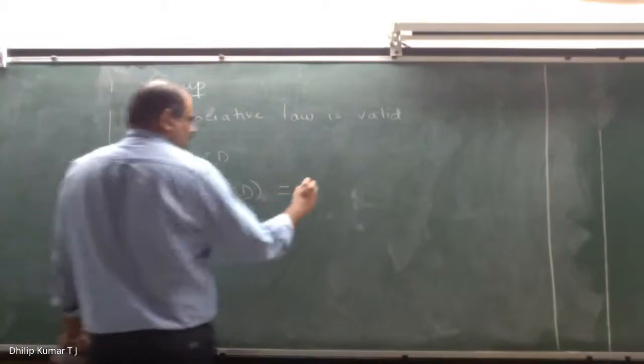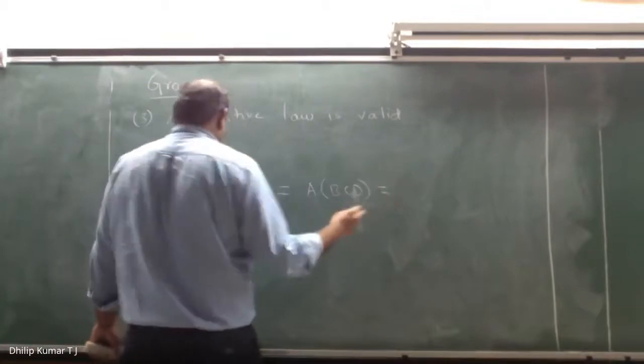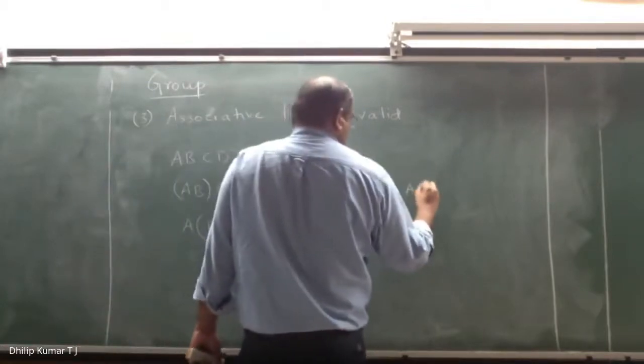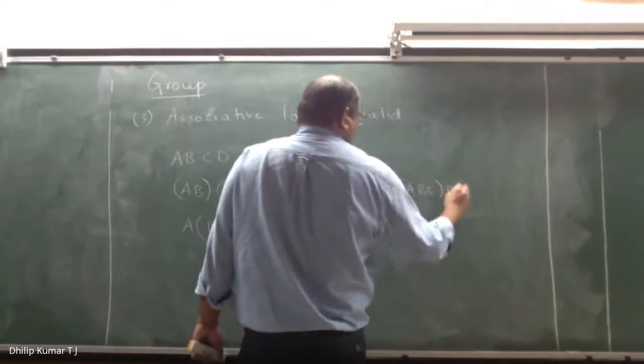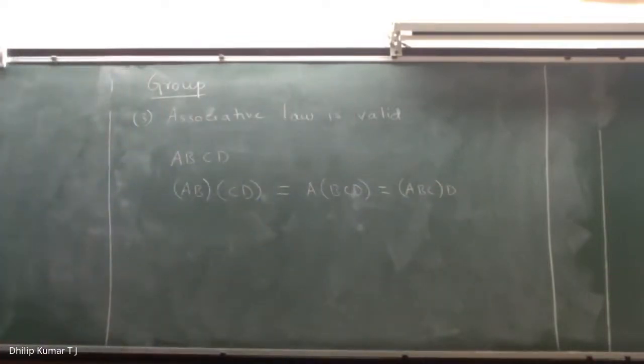So I can say A into BCD, or ABC into D. Any combination is possible. All are same. So in any group, this associative law is valid.